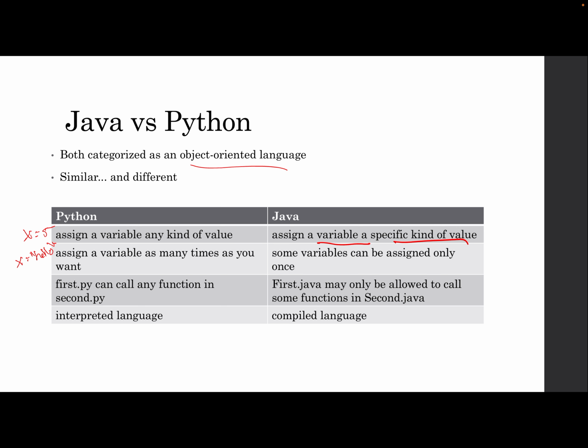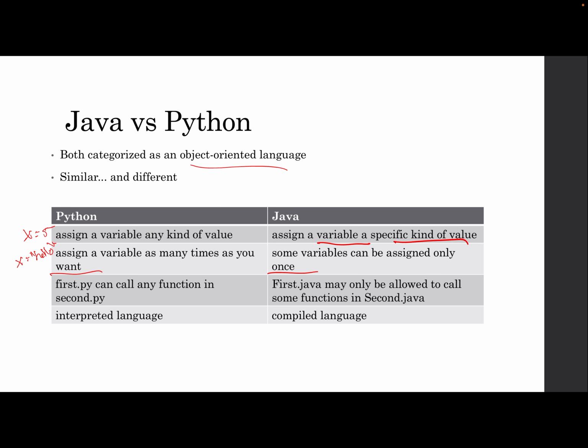Another difference is that Java allows us to place restrictions on our variables. Some variables can be declared so that they can only receive a value once, and after that, they become read-only variables. We'll talk about that later in the semester when we discuss things like constants and immutable data. In Python, you can assign a variable as many times as you want. In Java, you can restrict that, and you can create these constants or immutable things.